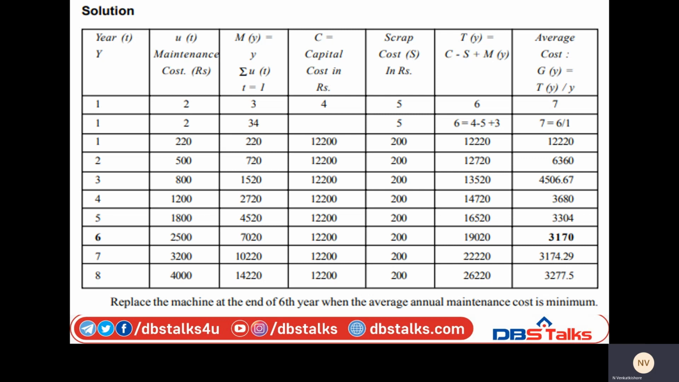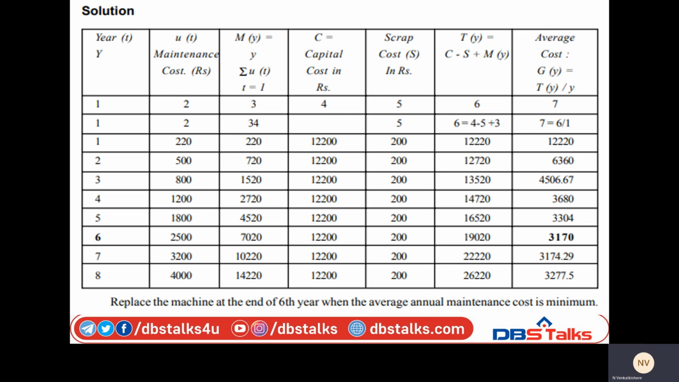And whatever the capital cost, that is a one-time investment. So every year there is no change in the capital cost. So the capital cost is 12,200, and the scrap value is S. That is what we need for the total cost. So the total for the year means C minus S plus M of Y. M of Y means nothing but the cumulative running cost. Then average means total divided by the year, that is the ending one.